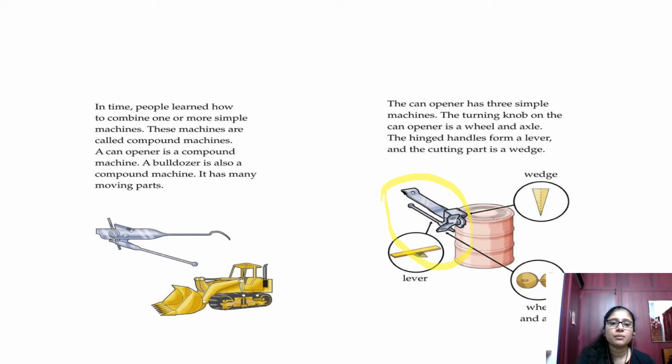A bulldozer is a compound machine. It has many moving parts. It is a machine with different parts, so it is a compound machine. So the can opener has three simple machines.